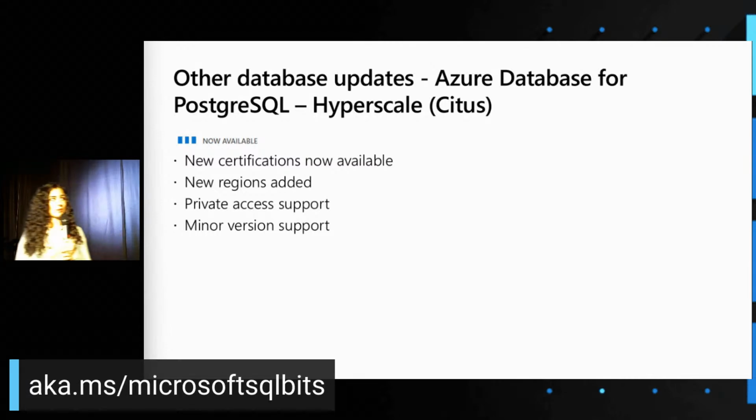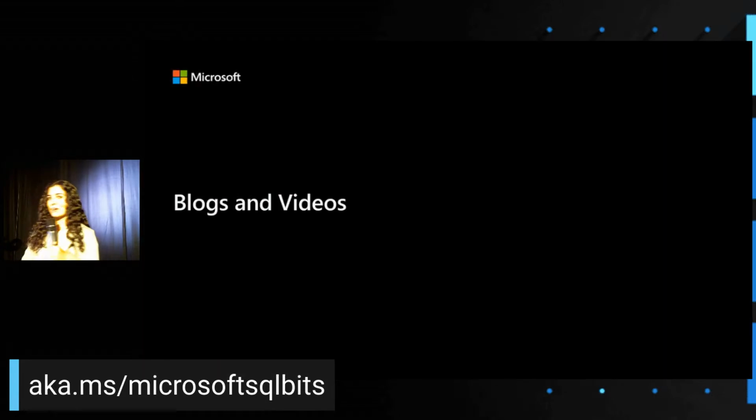So a couple things I just want to make sure I update that are now generally available are new certifications. This also goes along with Cosmos DB, which we'll talk about in a second. New regions have been added. We've added private access support in general availability and started adding minor version support in Postgres. So this is an exciting time for all of us when it comes to all the product updates that we're doing. Now, we're going to go into the next segment.